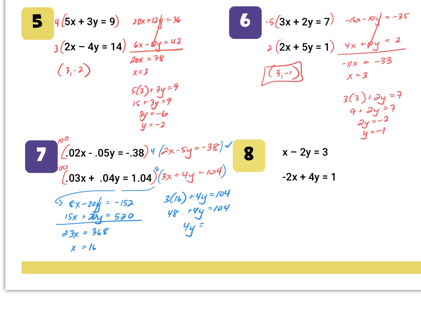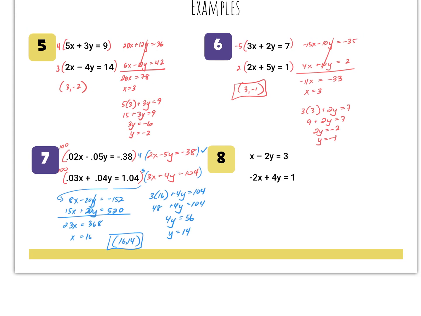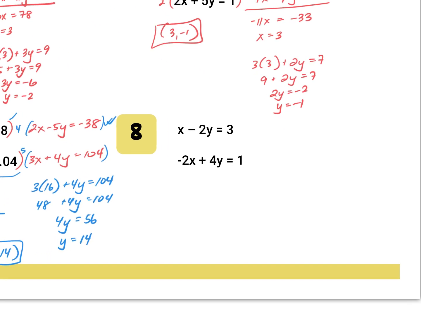4y equals 104 minus 48, which is 56. And y equals 14. So (16, 14) is my solution. Again, one solution. Notice I used the double multiplication process for elimination, and that's fine. Anything that makes my work easier or more efficient is what I choose to do.